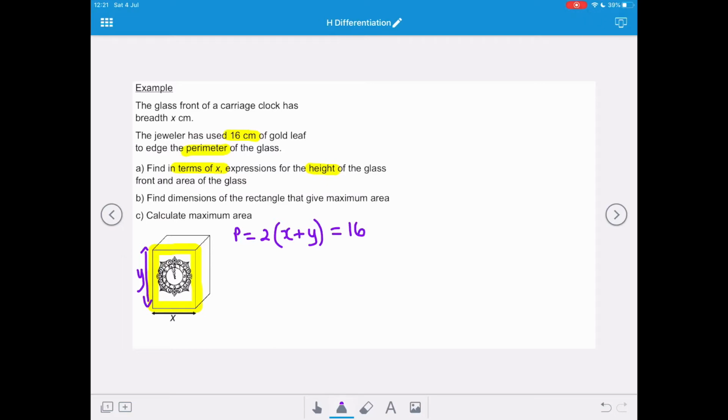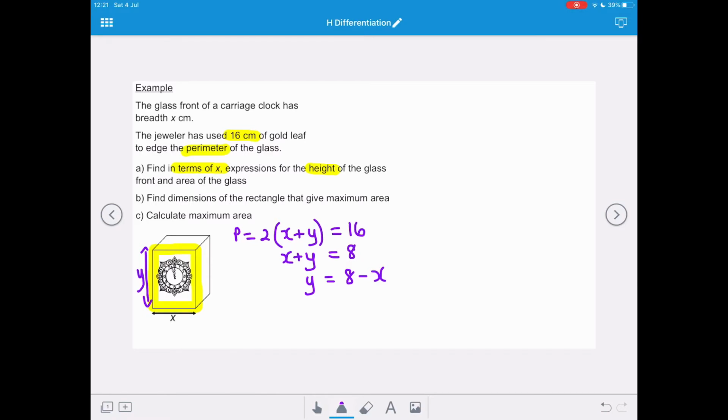So if we do some rearranging, because we want the height y in terms of x, we can divide both sides by 2 and get x plus y equals 8. And then we take away x from each side to get y equals 8 minus x. So we've now got an expression for the height of the glass.